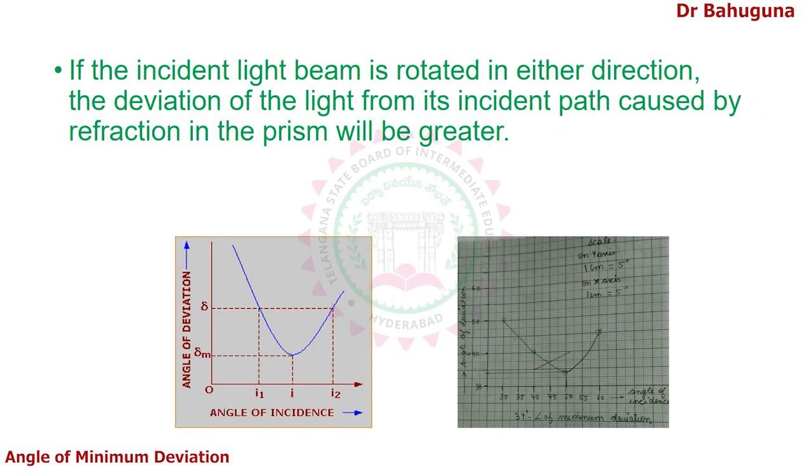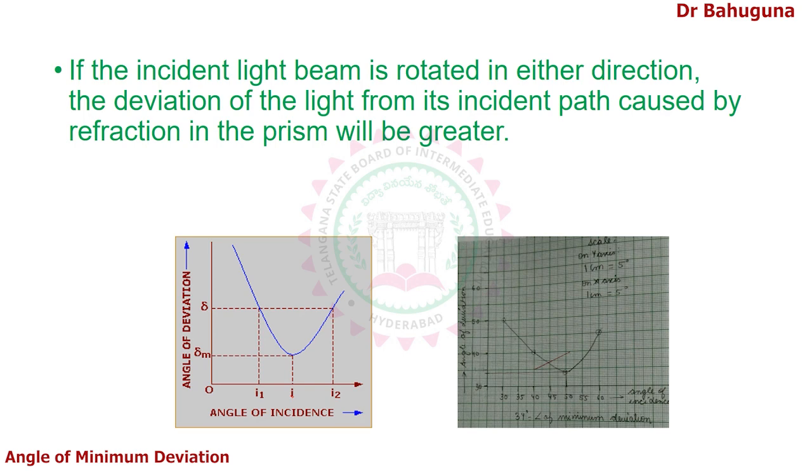If the incident light beam is rotated in either direction, the deviation of the light from its incident path caused by the refraction in the prism will be greater. That means at the minimum deviation position, for that particular angle of incidence, the deviation will be minimum. But for any other angle of deviation, we will have two angles of incidence. That minimum point of deviation is called the angle of minimum deviation.